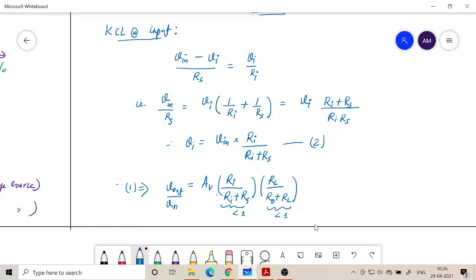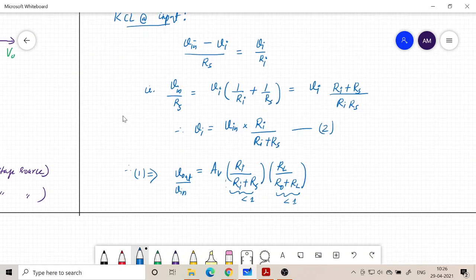So half into half is basically 1 by 4. So 100 by 4 is 25. So I will get the amplification of 25. So this is the expression for the voltage amplification that practically I will be able to get out of this amplifier.